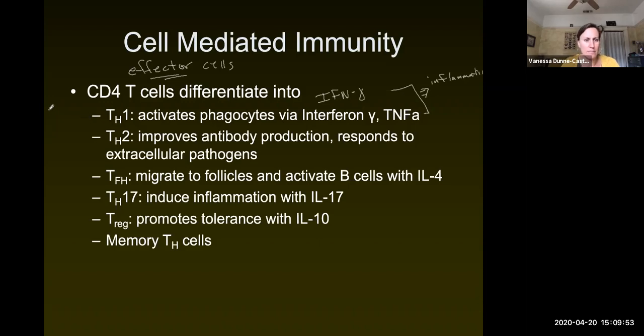Th1 is important if you have an intracellular pathogen. So if you have something that's stuck on the inside of a cell, like Salmonella, for example, this Th1 response is actually quite beneficial because it boosts that phagocytic response and can improve the inflammatory response too, to help clear those guys that go on the inside of the cell. If you have an extracellular pathogen, Th2 is beneficial because it boosts antibody production in B cells. So, extracellular.